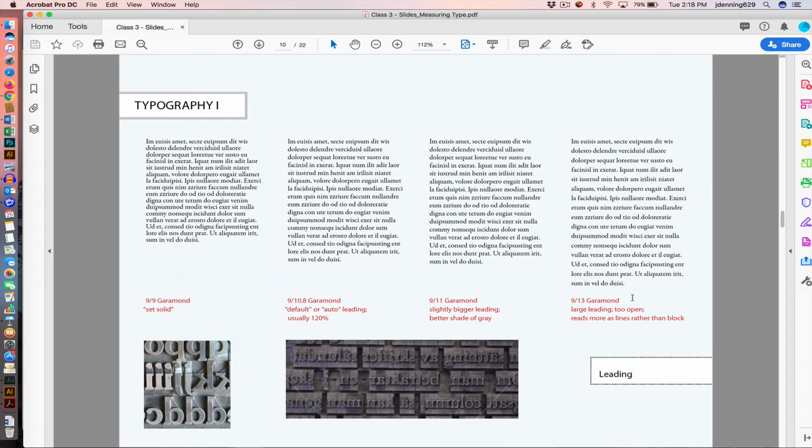And if your leading is too large or too open, it can be difficult to read. It reads more as lines rather than a block. And if your leading is too tight, it's really hard to read. So there's sort of this intermediate place you want to get to where it's not too tight or too loose so that you have optimal legibility.